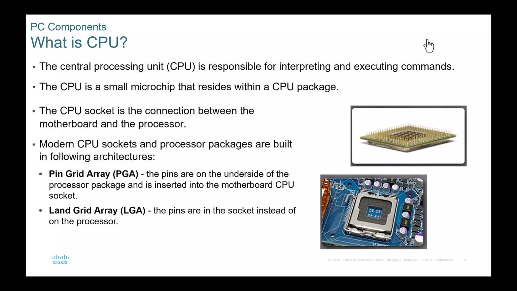So there are two different types. There is the PGA, or pin grid array, which is where the pins are on the processor, and then there's the LGA, which is where the pins are on the socket instead of the processor. I think I passed out examples of each. There are no pins left on that one. They're all sideways. Definitely bent pins on that one. So you can see here all the different bent pins from inside the CPU socket.